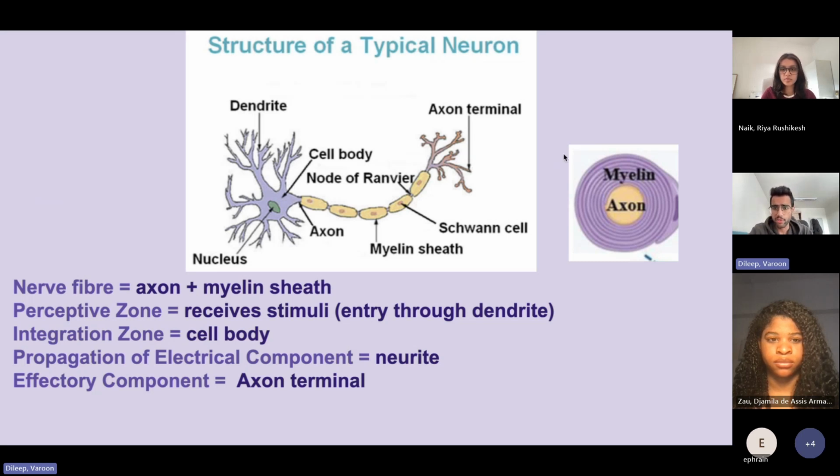So again, I will emphasize this diagram because sometimes in the exam, professors will ask you to draw a nerve fiber and you'll be like, what do I draw? So it's just a small dot in the center, the axon, surrounded by the myelin sheath. That's the basic structure of a nerve fiber.